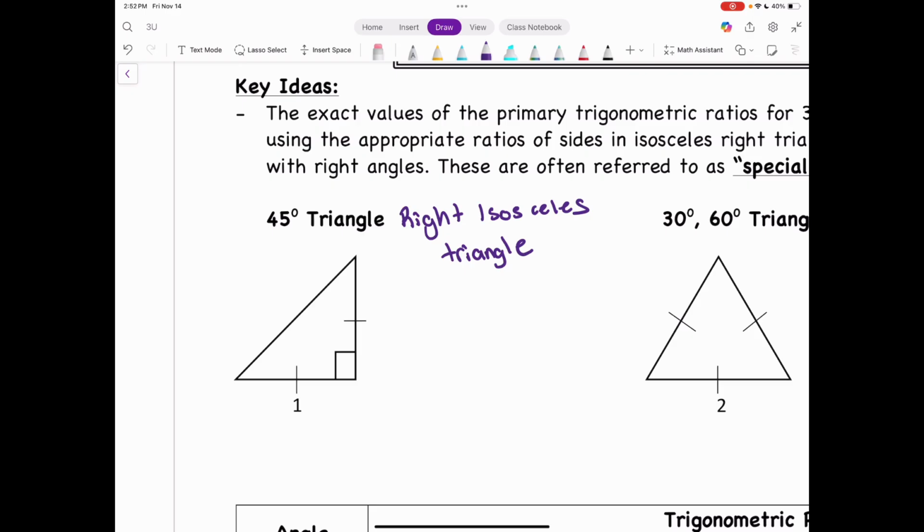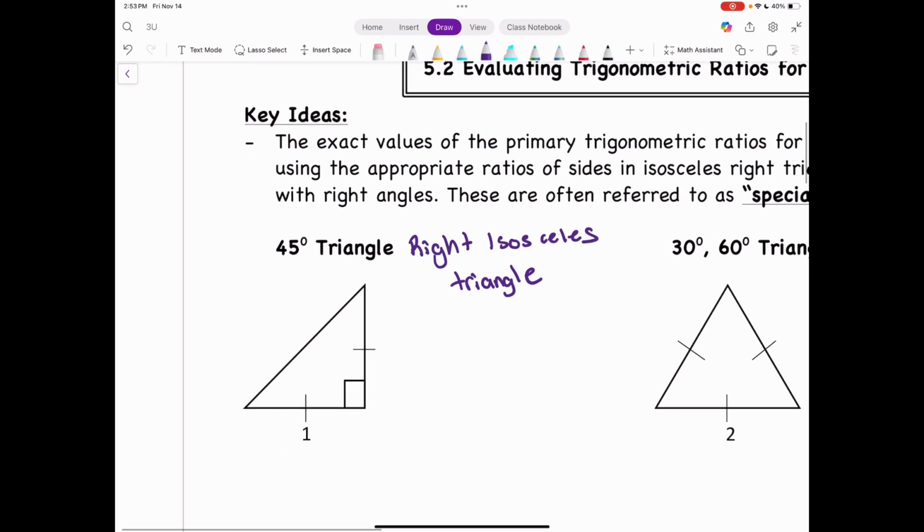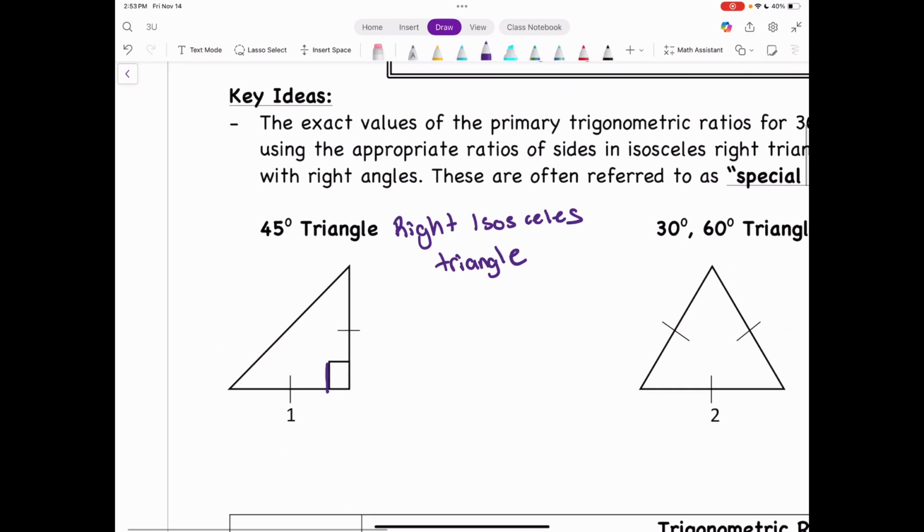What I mean by a right isosceles triangle is that it has a right angle, okay? And it's isosceles, meaning that two of the sides are the same length. So we call these sides legs. If this leg is equal to 1, then this leg would also be equal to 1. Because our two legs are the same length, and the angle in between them is a 90-degree angle, that would leave our other two angles to be 45 degrees.